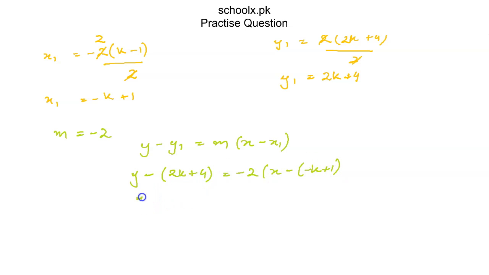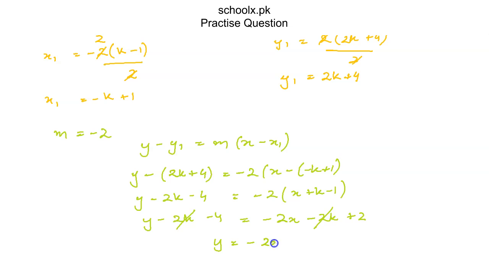Simplifying this further, we get y - 2k - 4 equals -2(x + k - 1). This becomes -2x - 2k + 2, and with y - 2k - 4 on the other side, this cancels out, as they are the same on both sides of the equation. The equation we are left with is y = -2x + 2, which is the equation of the perpendicular bisector of AB.